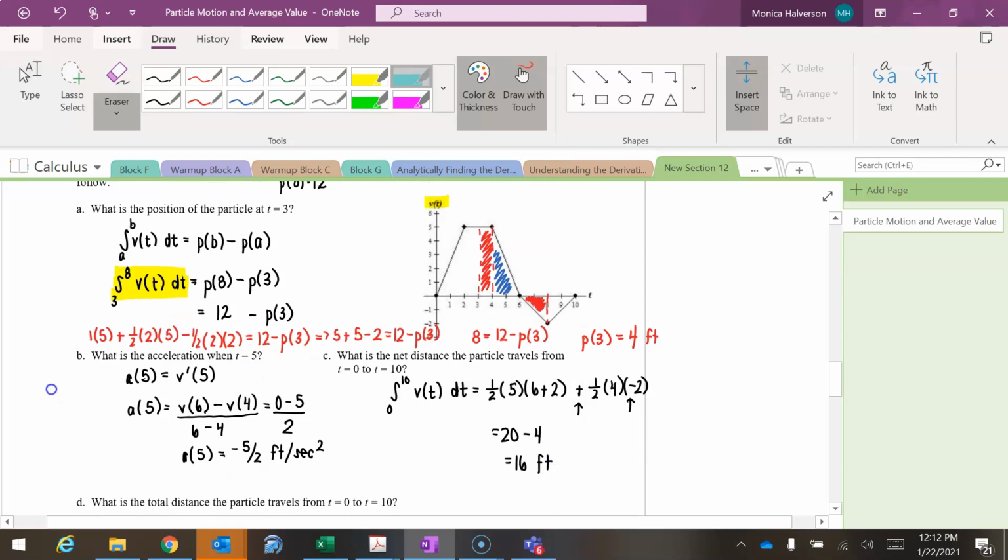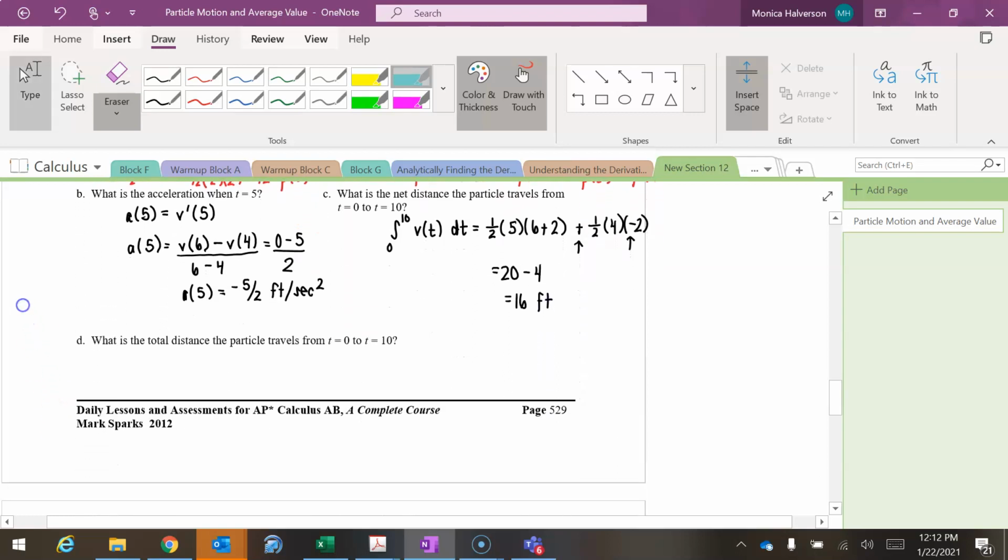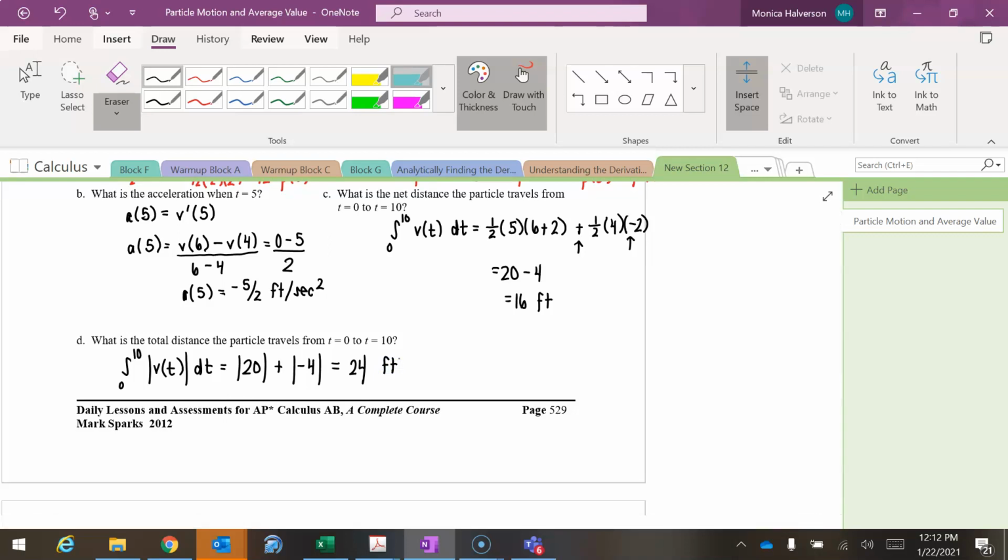Now, the key thing here is what is our total distance for D? Well, remember, total distance is the absolute value of the integral. So essentially, it's the absolute value of 20 plus the absolute value of negative 4. So it's 24 feet. That is the total distance traveled. Remember, it's absolute value in this case.